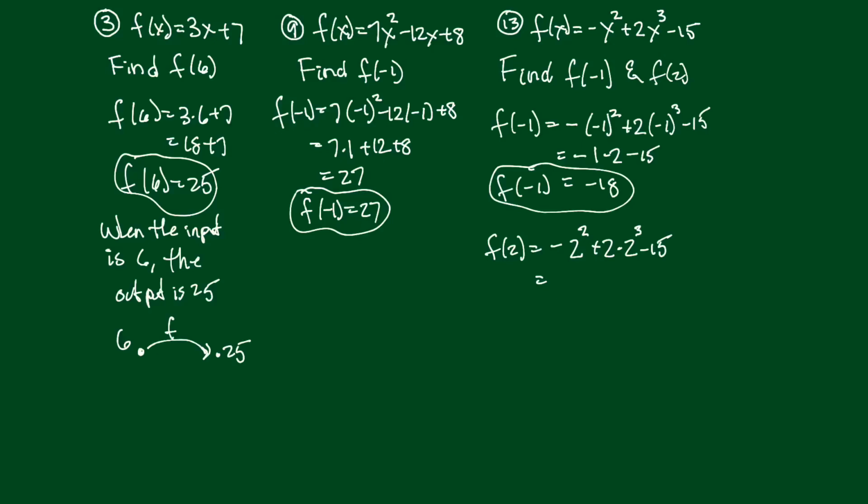Now be careful here. It's negative 2 squared. The square does not apply to the negative. That would look like this, negative 2 squared. That's not what we've got. We just want to square the 2, right? So we'll have negative 2 squared is 4, right? So we'll get negative 4 plus, now what happens here? 2 cubed is 8. 8 times 2, 16, minus 15. So what do we get for f of 2? Well, 16 minus 15 is a 1. Negative 4 plus 1 is negative 3.